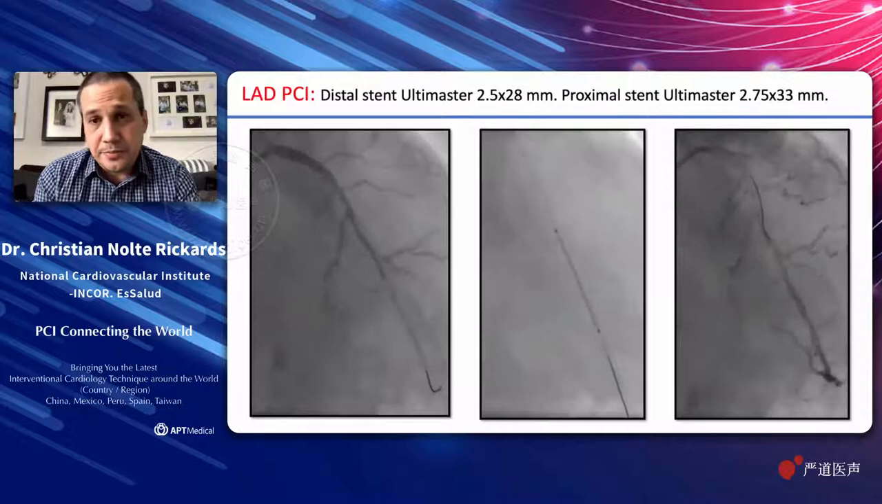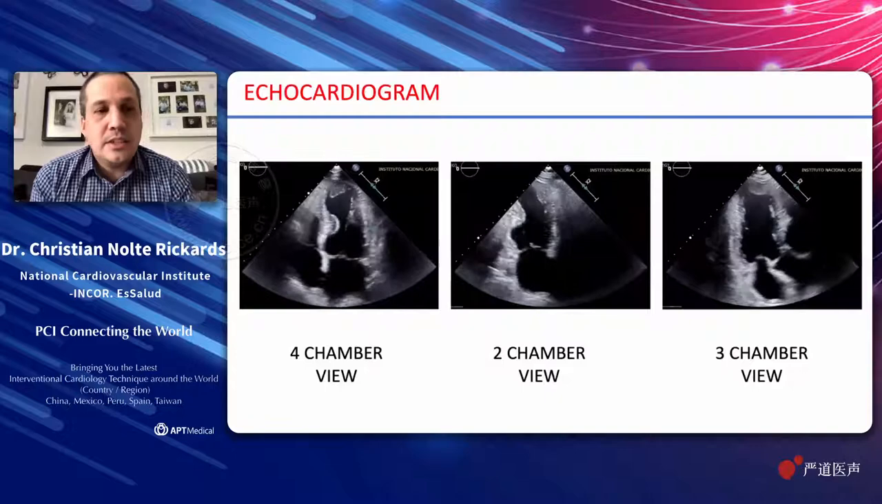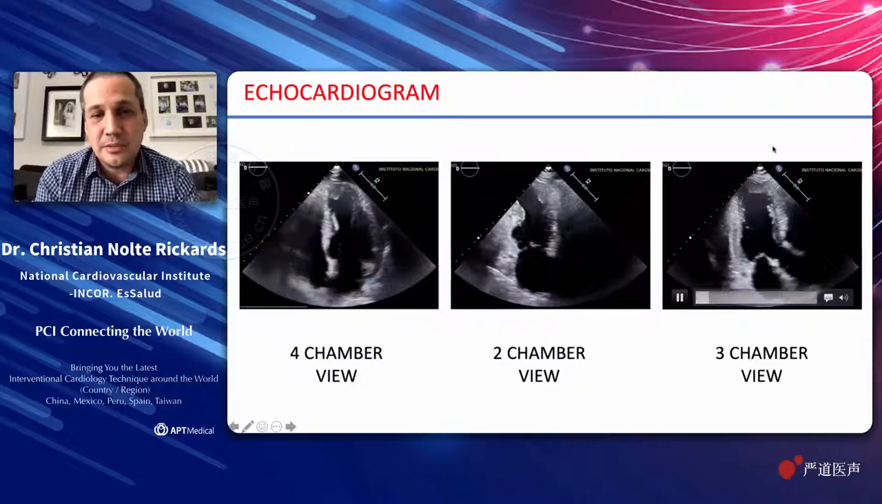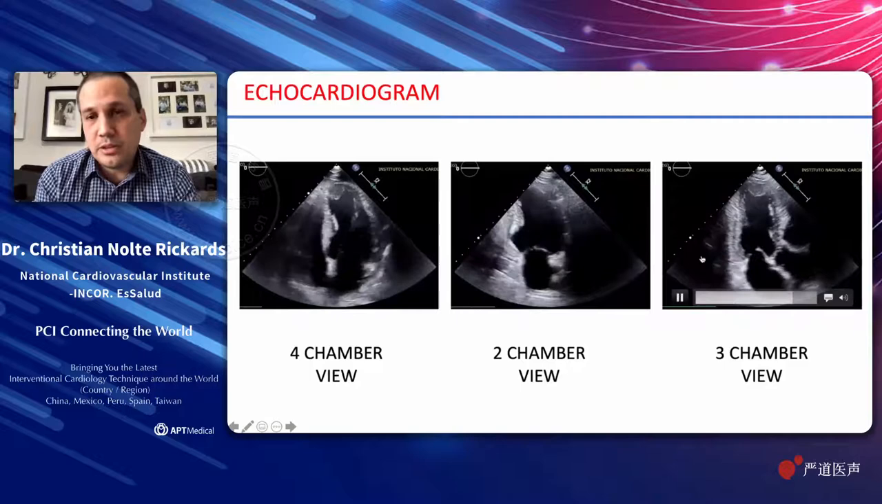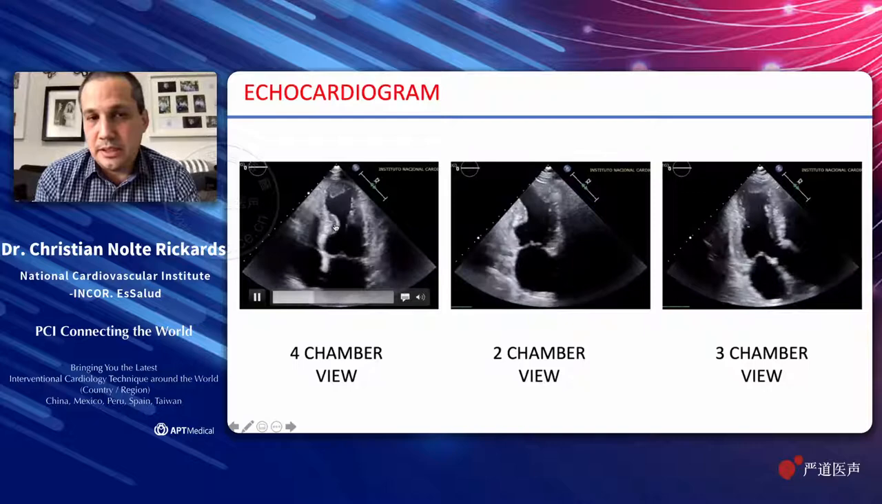This is the echo that was performed the next day. And as you can see, there is a little bit of hypokinesia on the inferior wall, the lateral wall, and the basal segments. And we can see a thrombus formation in the apex of the left ventricle.